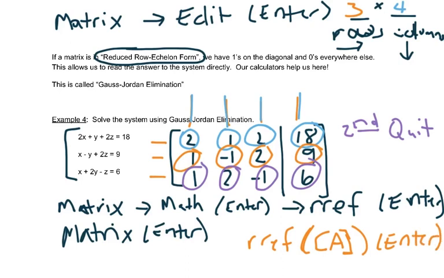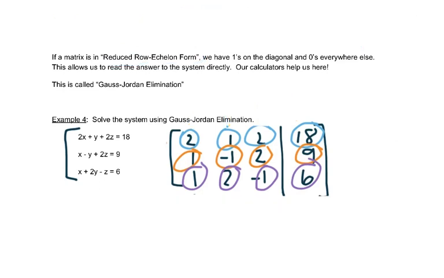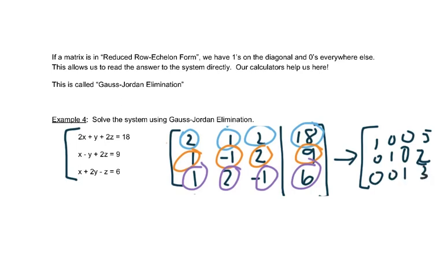And what you'll see now on your screen is this matrix. Let me create a spot for it. So what you should see is 1 0 0 5, 0 1 0 2, 0 0 1 3. This is a new augmented matrix, so go ahead and put your line in that spot where it goes.